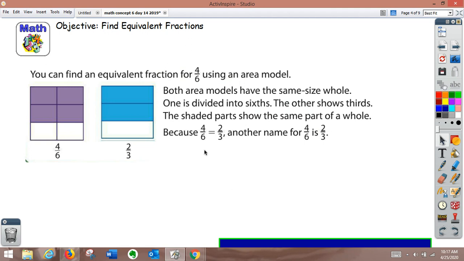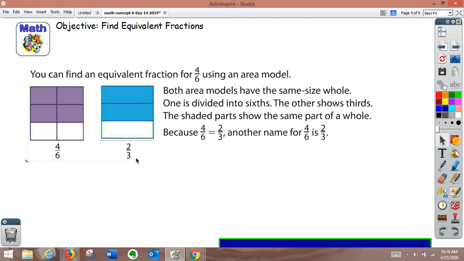You can find an equivalent fraction for 4/6 using an area model. So here we have a little model of 4/6. They are the same size whole, which means it's the same size outside square, same size cake. One is divided into 6ths. That's this one right here. Denominator 6. 1, 2, 3, 4, 5, 6. 6 pieces. The other shows thirds.